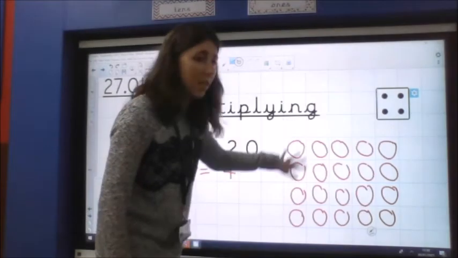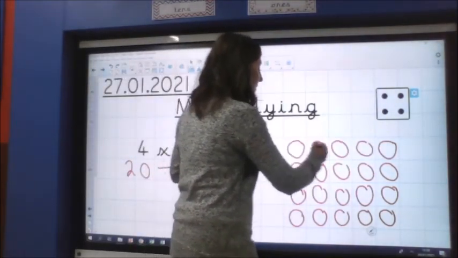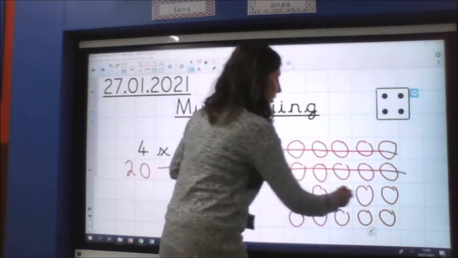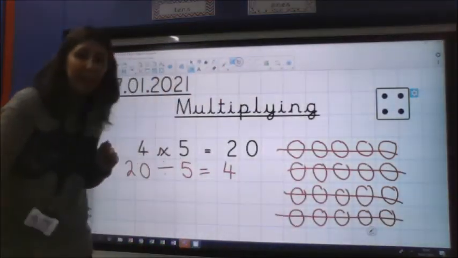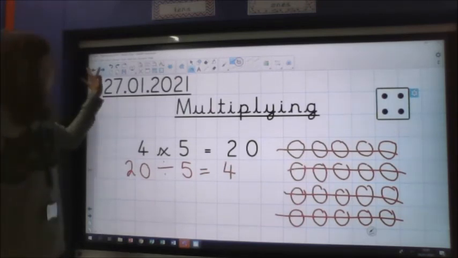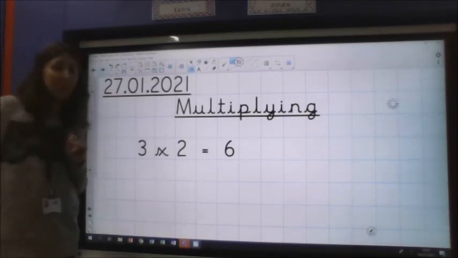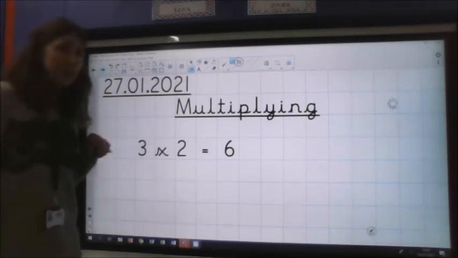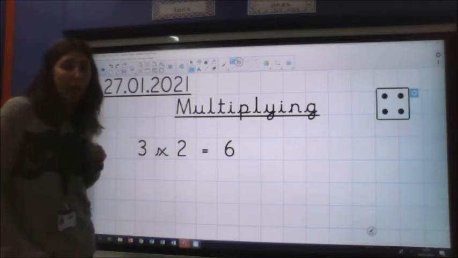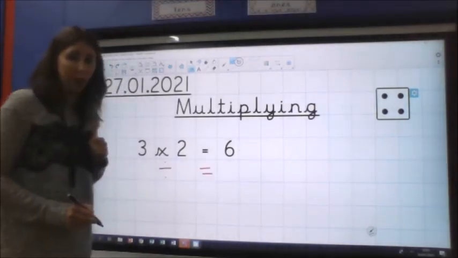We had 20 all together. We divided them up into 5s. There's 1, 2, 3, 4 fives. That shows how we can begin to link it to division. I would like to see if you can do the same with that one. So pause the video, see if you can do yourself an array, and see if you can work out what division fact matches that multiplication fact.